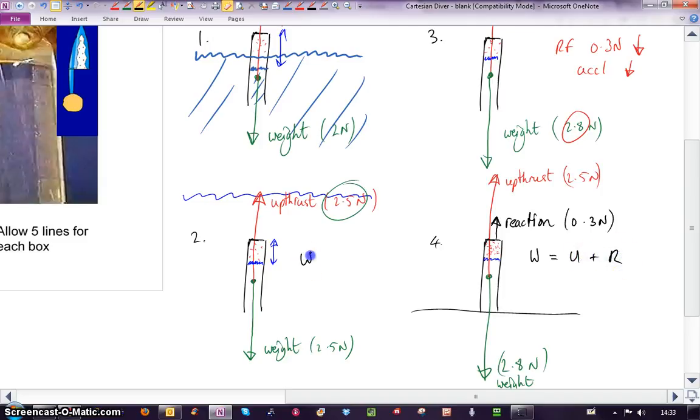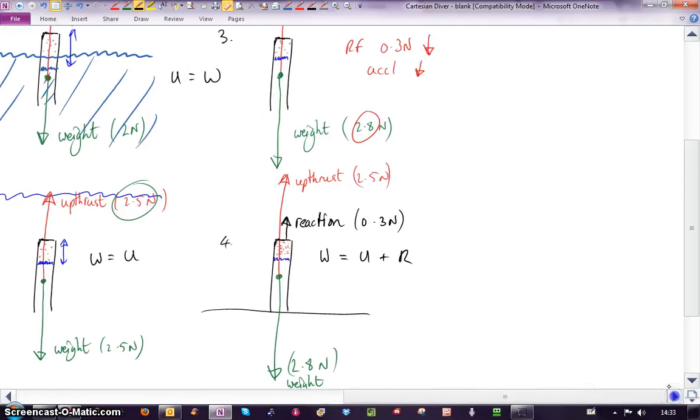And this one, weight equals upthrust. In this one, weight equals upthrust. And in this one, the weight is greater than the upthrust.